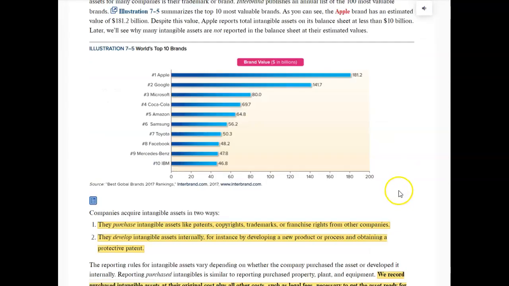Part of this could be brand value. You can see that this was like 3 years ago. I know this has changed, but Apple was the #1 brand value, 181, and this is probably in millions, this in billions here. So $181 billion was what Apple's brand was worth. Google, 141.